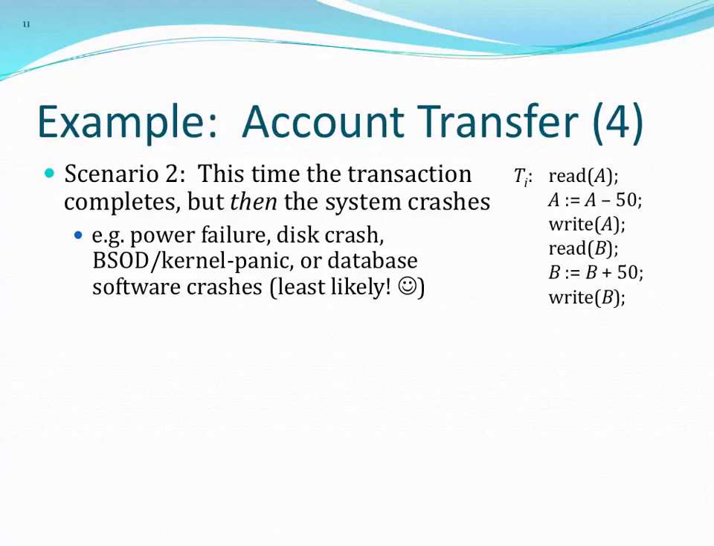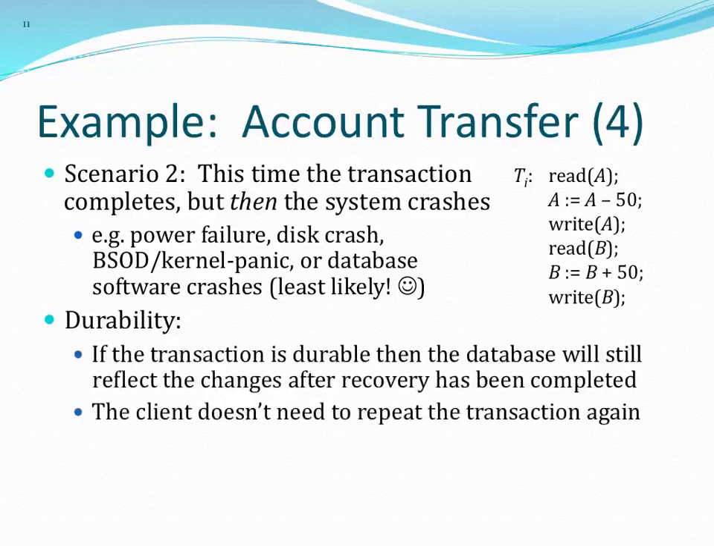So let's say that we have another scenario where both operations complete, and then the system crashes. So now we wrote A and we wrote B, but then the system dies in some way. So durability says, what I'm saying here is that T sub I completed. So we're saying that the client issued a commit, and the database came back and said, yes, I have committed your work. All of those changes are going to be here. And then the system crashes. When it restarts, that better be there. That's what I'm saying here.